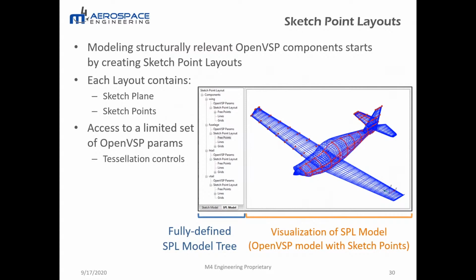Each structurally relevant component requires a sketch point layout, and each sketch point layout contains a single sketch plane and a list of sketch points. These layouts are used to locate structurally relevant points of interest on the OpenVSP model. Additionally, we provide the user with limited access to the underlying OpenVSP model, such as tessellation parameters.